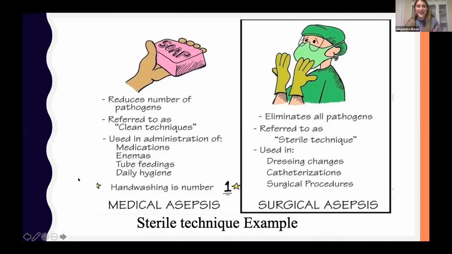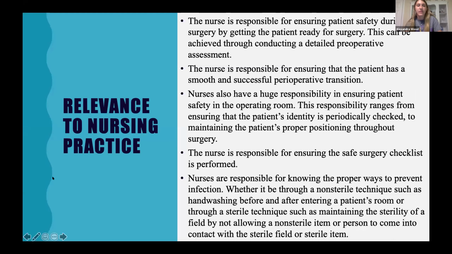And that was just a picture showing surgical asepsis and medical asepsis. And then my relevance to nursing. The nurse is responsible for ensuring patient safety during surgery by getting the patient ready for surgery. This can be achieved through conducting a detailed preoperative assessment. Also, the nurse is responsible for ensuring that the patient has a smooth and successful perioperative transition.